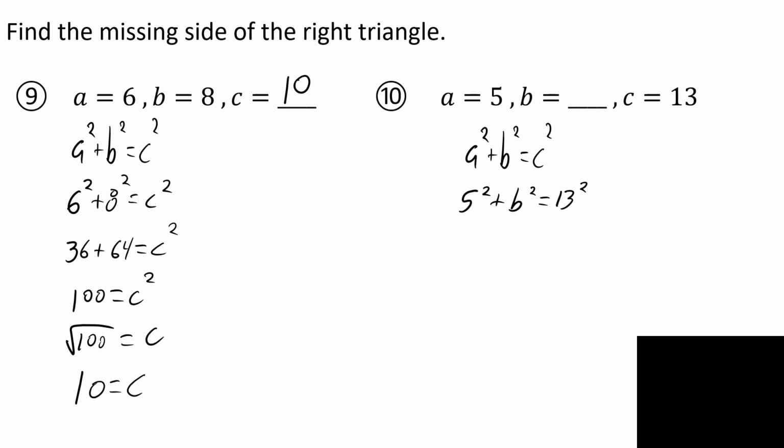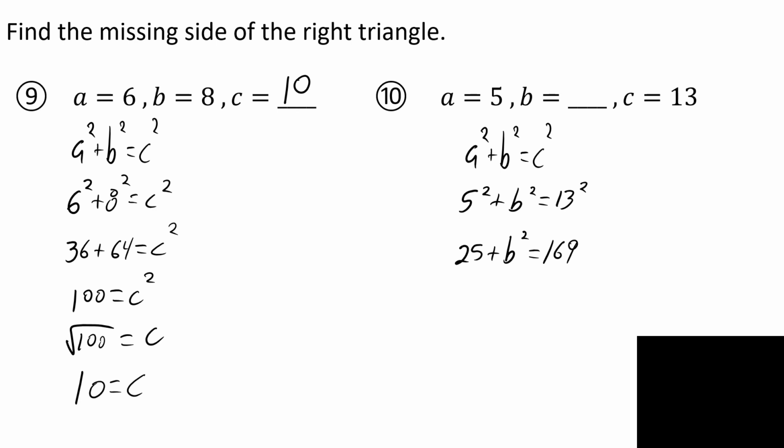Five times 5, of course, is 25. 13 times 13, you probably don't have memorized. You might want to grab a calculator or use scratch paper. 13 times 13 is 169.